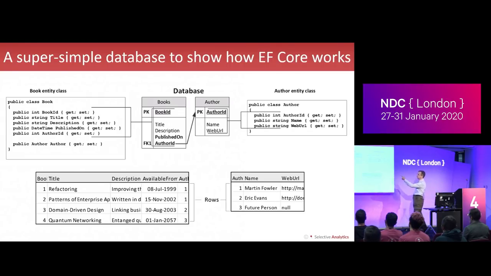You can see most of the properties are mapped to the columns in the tables. There is one here that isn't. That's called a navigational property, and a lot of the power of EF Core lives in its navigational properties, as we'll see in a minute.